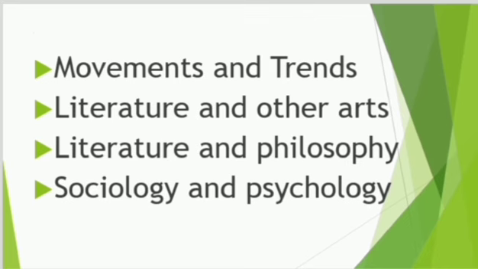And some other major aspects of comparative literature were movements and trends, literature and other arts, literature and philosophy, and then sociology and psychology. That's all. Overall, comparative literature is primarily a mode of studying different literatures from a comparative point of view.